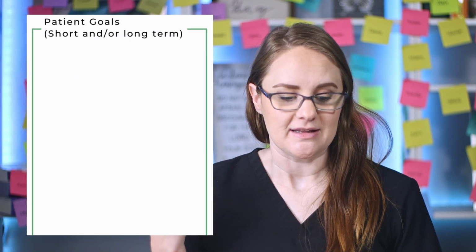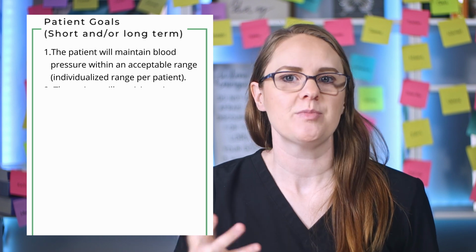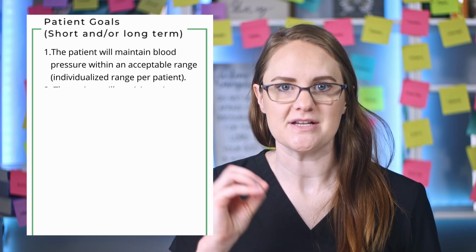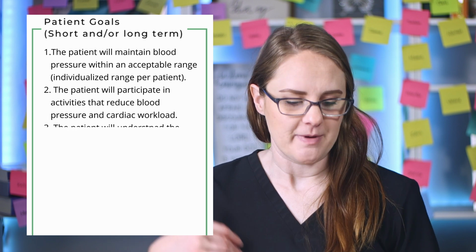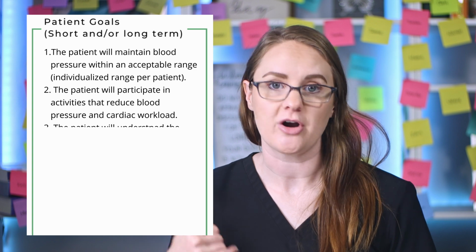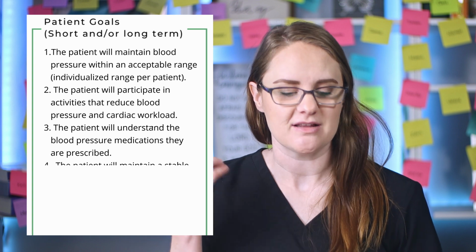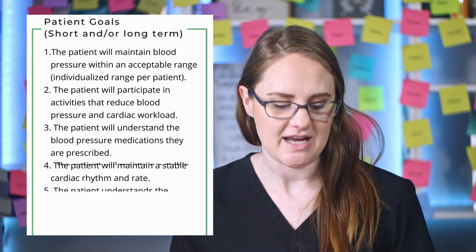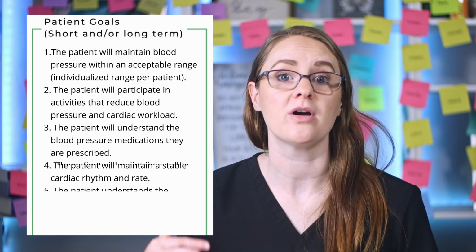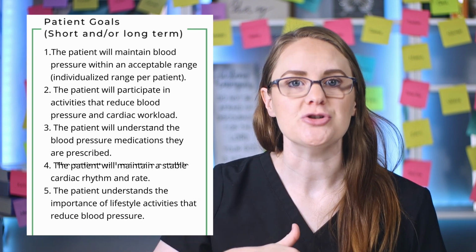So some possible patient goals that you might use for your care plan for hypertension could be things like: the patient will maintain blood pressure within an acceptable range, and this would be whatever range the medical team sets based on that particular patient's situation. The patient will participate in activities that reduce blood pressure and reduce their cardiac workload. The patient will understand the blood pressure medications that they are prescribed. The patient will maintain a stable cardiac rhythm and cardiac rate. And the patient understands the importance of lifestyle activities that reduce blood pressure.